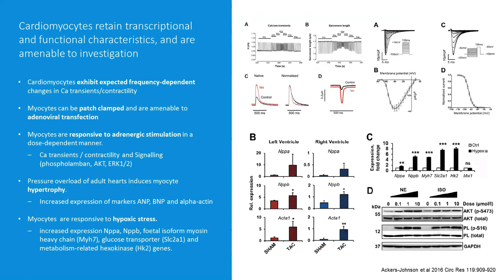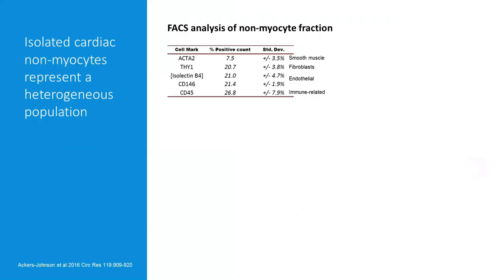But what we have also looked at is what is present in the non-myocyte fraction. Obviously, both Langendorff and injection methods will allow isolation of cardiac myocytes and non-myocytes. But here, in the paper, we have quantified percentage-wise how many smooth muscle cells, fibroblasts, endothelial and immune-related cells there are in the non-myocyte fraction. In other words, in the supernatant that we normally tend to discard if we're only interested in cardiac myocytes. So these are some of the numbers.